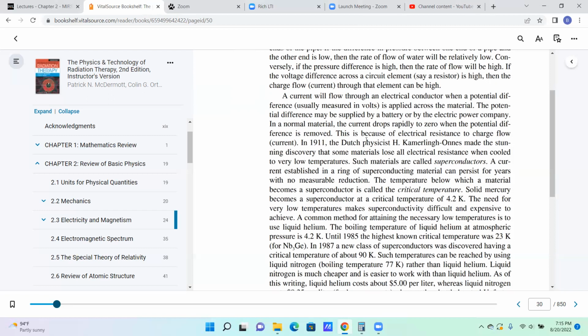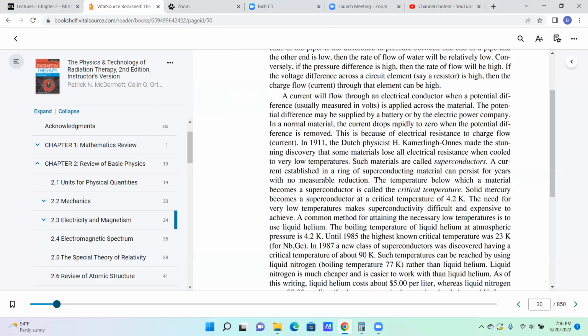So in 1911, the Dutch physicist Kamerlingh Onnes, I guess is how you say it, made the stunning discovery: some materials lose all electrical resistance when cooled to very low temperatures, and that is referred to as a superconductor. The current established in a ring of superconducting material can persist for years with no measurable reduction. In other words, if you don't have any resistance pulling those electrons out, you can continue on. And that current is not ever being diminished, and that's what's going on here.